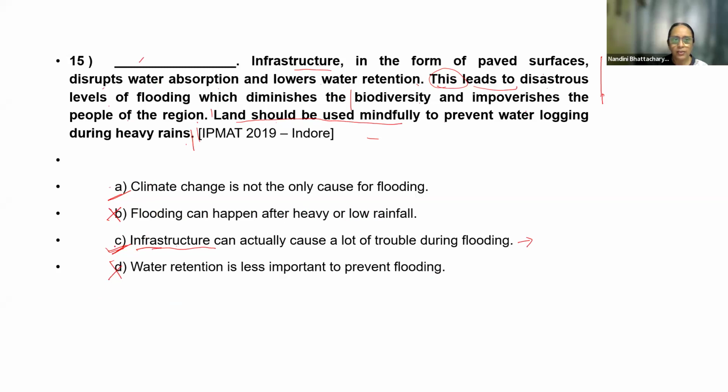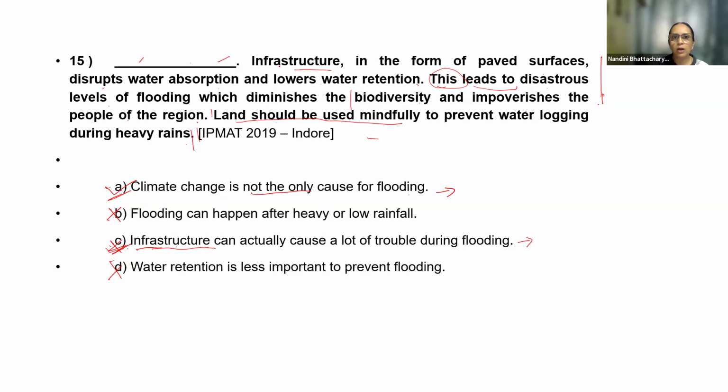Now we are left with A and C. Now, if you take C as the introductory sentence, it is like you are repeating what you put in the introductory sentence in the rest of it, which I think we can avoid. So if we eliminate C, what is left is A. So A is a broad concept, like climate change is not the only cause for flooding.